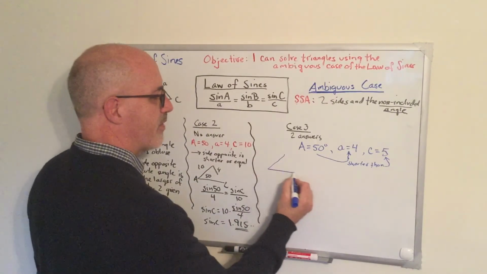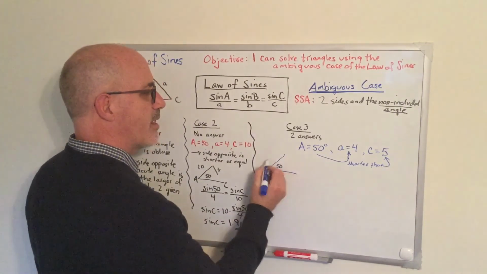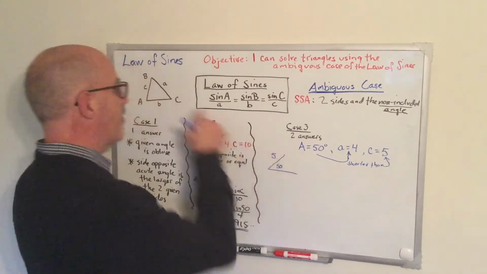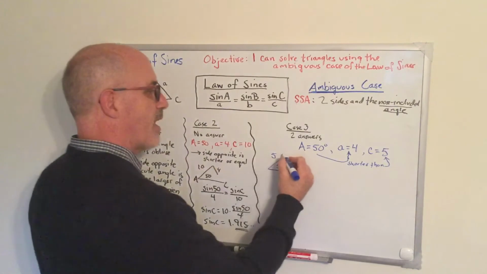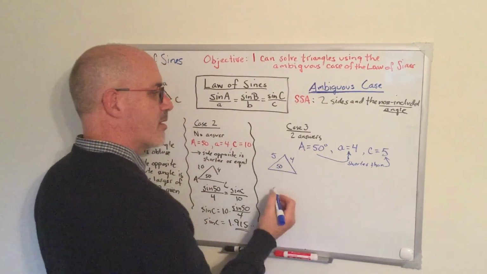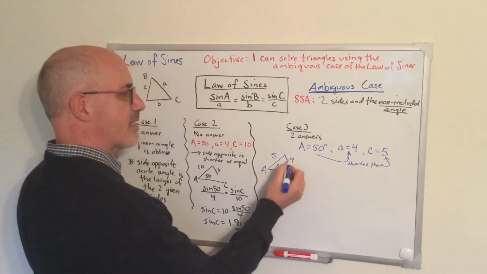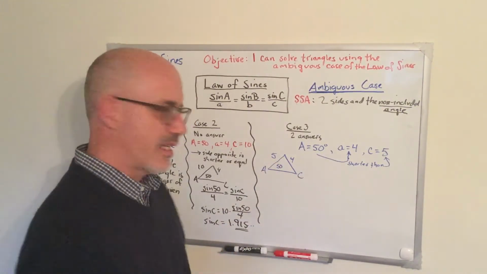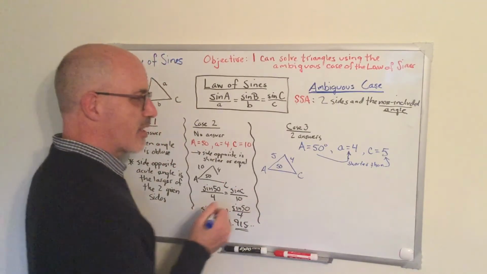We would have a 50-degree angle here, and we would have this side here, side C being 5, so that's over here, and then this side over here being 4. Okay, so this is angle A, side C. We're going to figure out what angle C is. So let's go ahead and calculate this one.